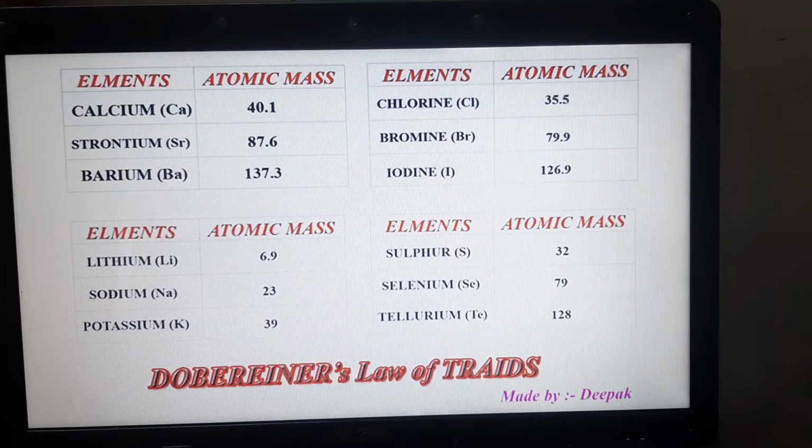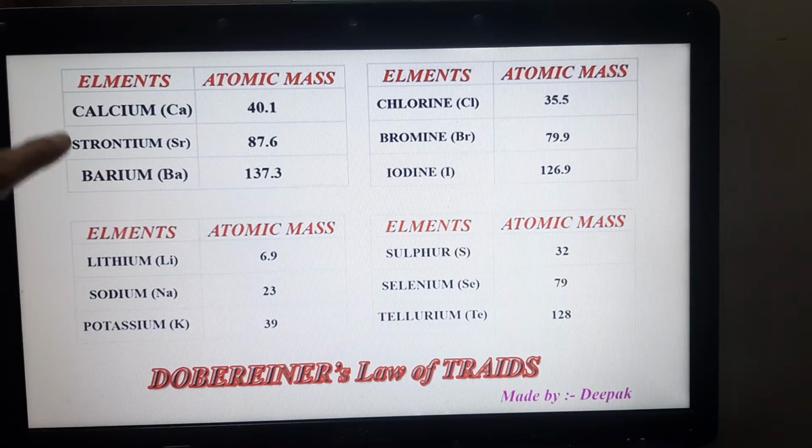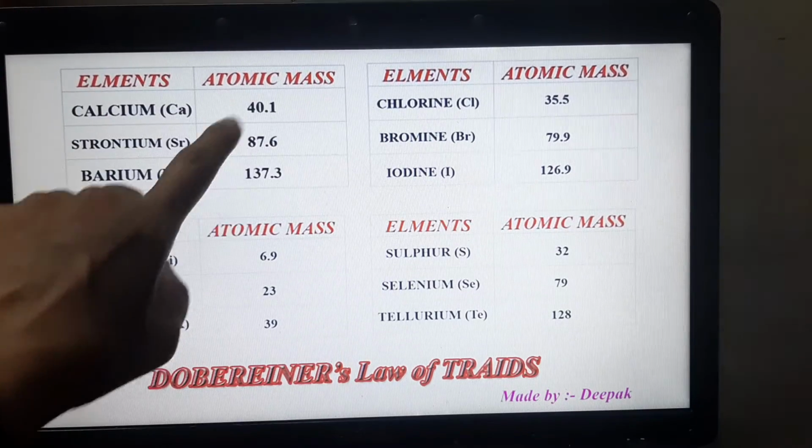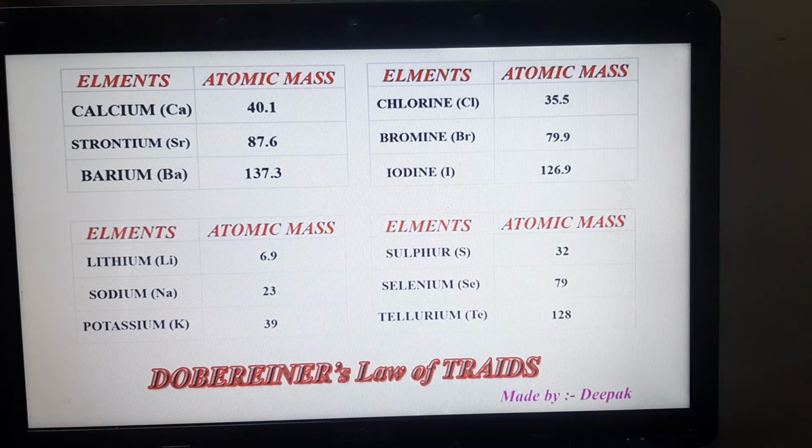One more table showing you the elements, calcium, strontium, barium, and the atomic masses, and if you want you can calculate and find the average to be equal to the atomic mass of the middle one. Okay, so I've just put this one more slide for you. You can take a pen and paper and work it out and confirm for yourself.